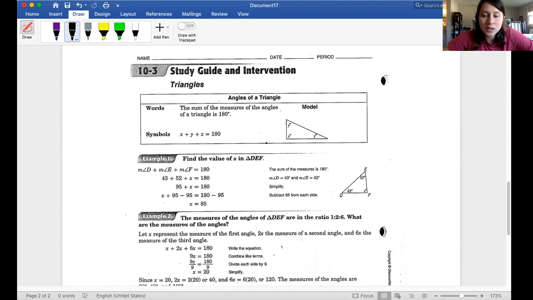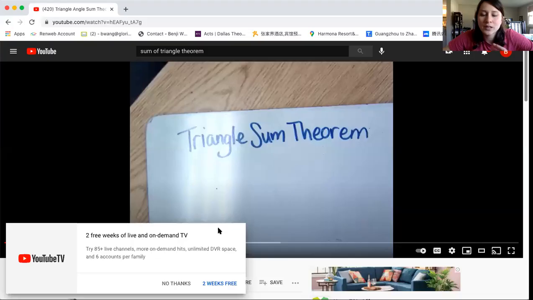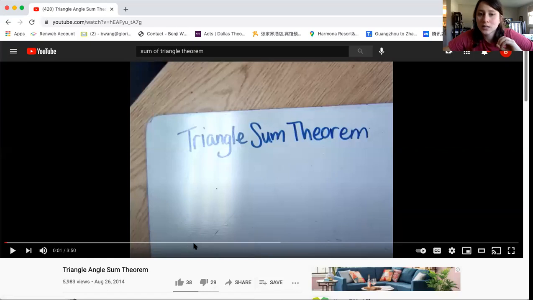So then another thing we're going to look at is the measurements of the angles within a triangle. I'm going to switch gears here and show you a video, because this video gives you a really good visual of how this idea of the angles inside a triangle comes about. So we're going to watch this here real fast.